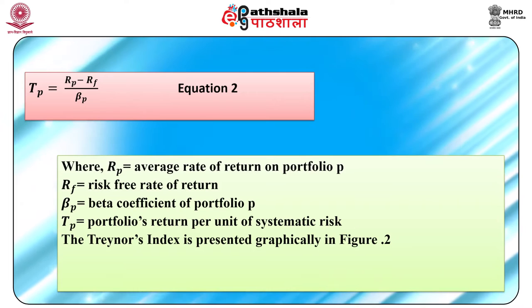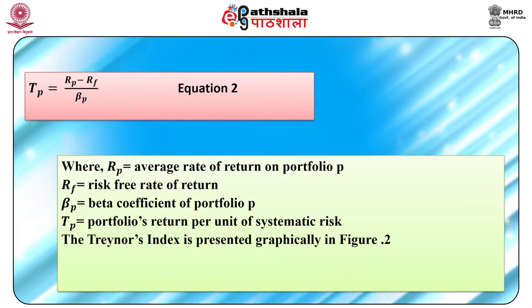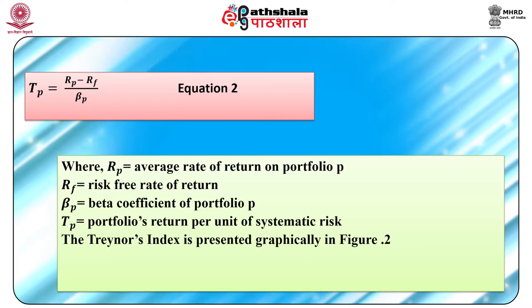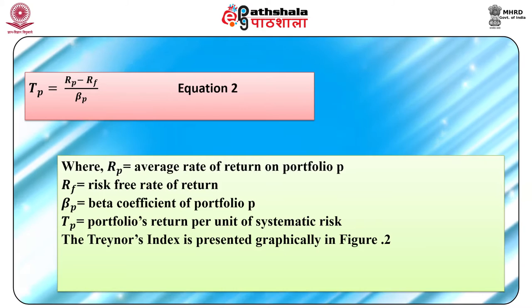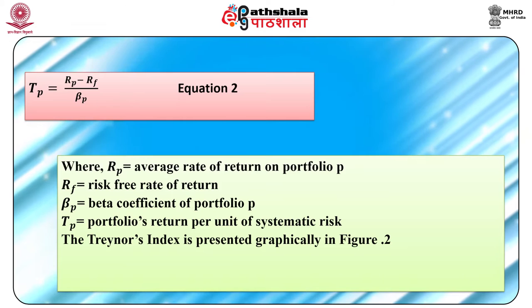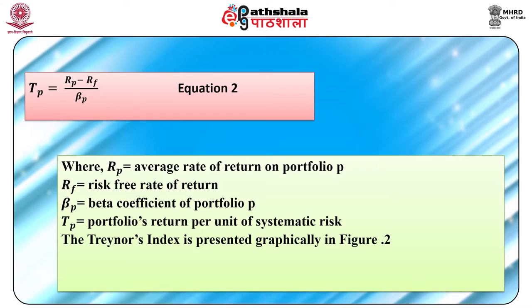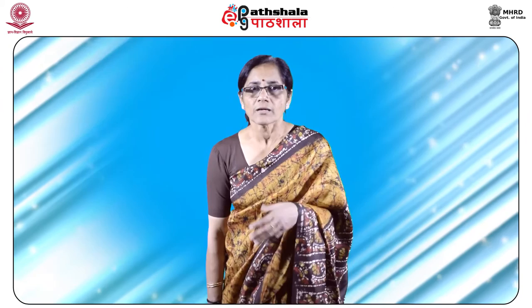In this equation, we have used RP, which shows the average rate of return on portfolio P. RF is the risk-free rate of return. Then we have used beta P, which shows the beta coefficient of portfolio P. Then we have TP, which shows the portfolio's return per unit of systematic risk. Then we have shown the Treynor index in a graphical manner.